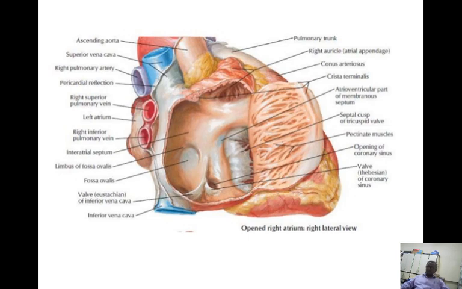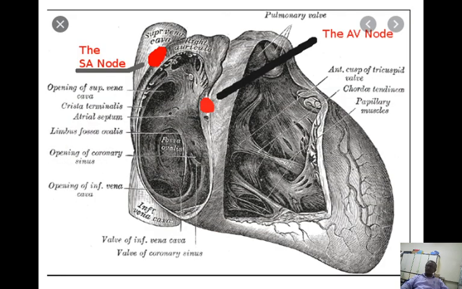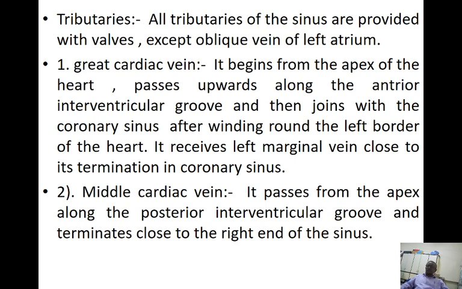This is present in the inferior part of the atrial wall. Then we are seeing the AV node just a little above the valve, the opening of the coronary sinus. Just above it, we are seeing the AV node. Tributaries: all tributaries of the sinus are provided with valves except the oblique vein of the left atrium.